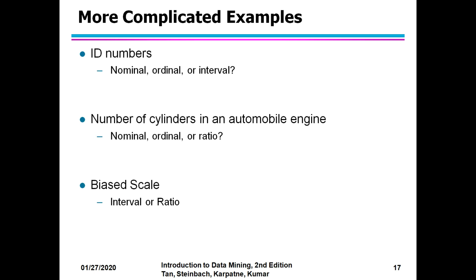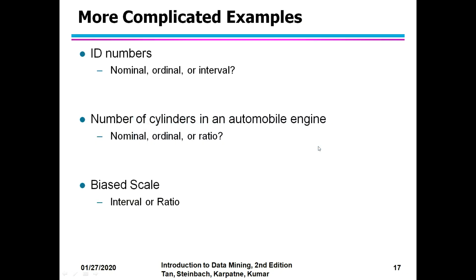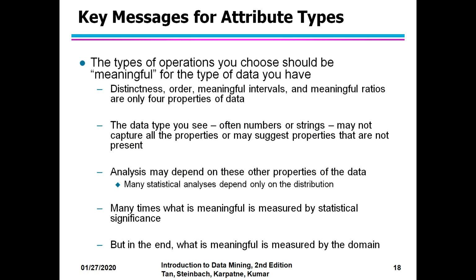Now, more complicated examples: ID numbers. Whether they belong to the category of nominal, ordinal, or interval, you need to decide. The number of cylinders in an automobile: is it nominal, ordinal, or ratio? Next is a bias scale: interval or ratio? The types of operations you choose should be meaningful for the type of data you have.